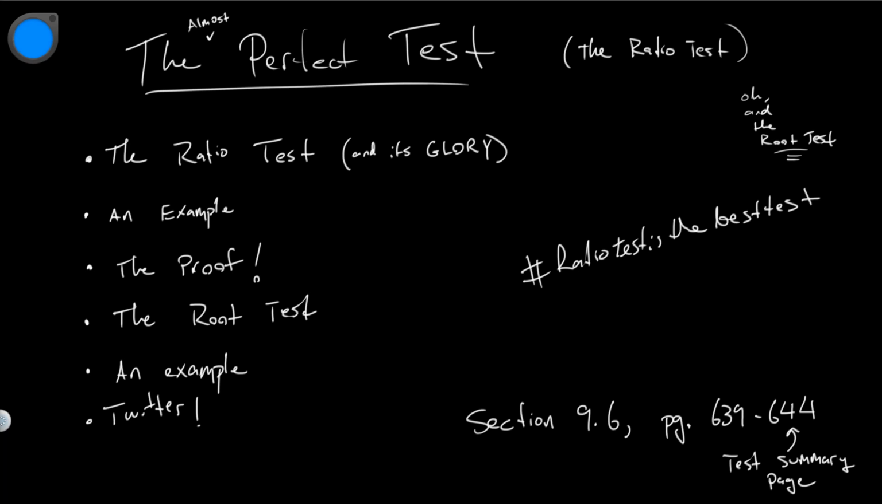All right, what did we do today? We looked at the ratio test and its glory. We did a couple examples. We did 2 examples, one of which converged and one of which was inconclusive. We did not end up figuring out whether or not that thing converged or diverged. We also did the proof, and the proof is a little bit complicated, but it was really just the geometric series test and the basic comparison test in disguise.